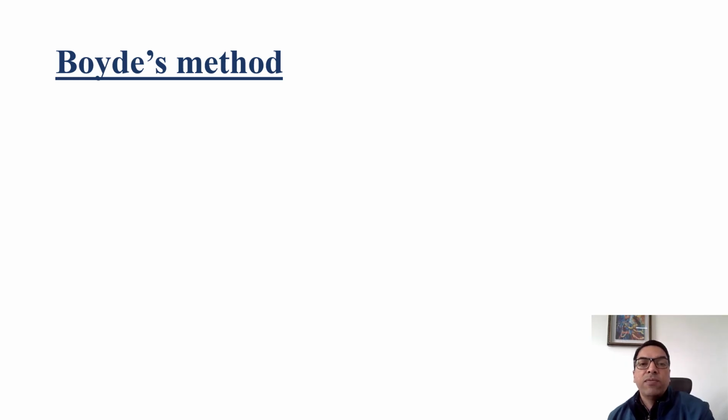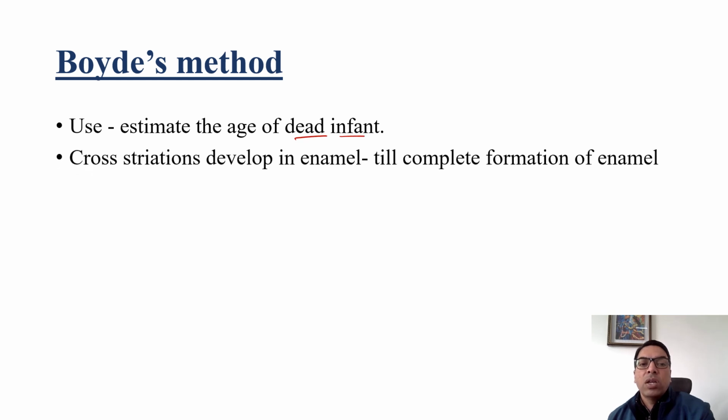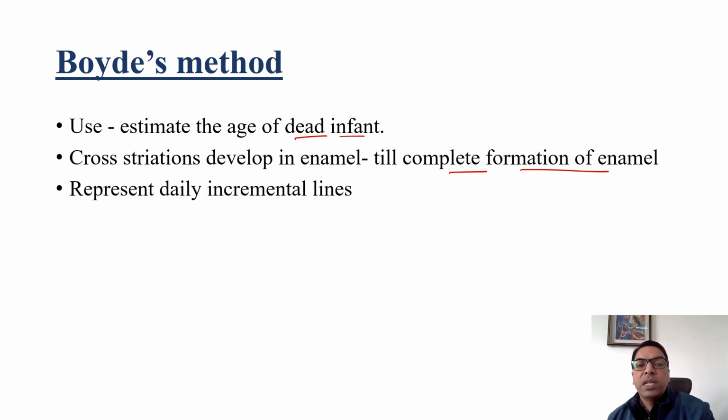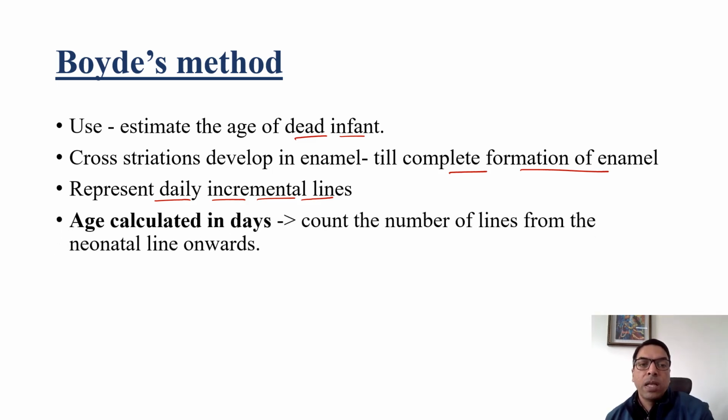Then we have Boyd's method for age estimation. It is used to estimate the age of a dead infant. The cross striations develop in enamel till complete formation of enamel, and they represent daily incremental lines. Starting from the neonatal line, counting of these lines can tell us about the age of the dead infant. Age is calculated in days. Count starts from the neonatal line onwards.